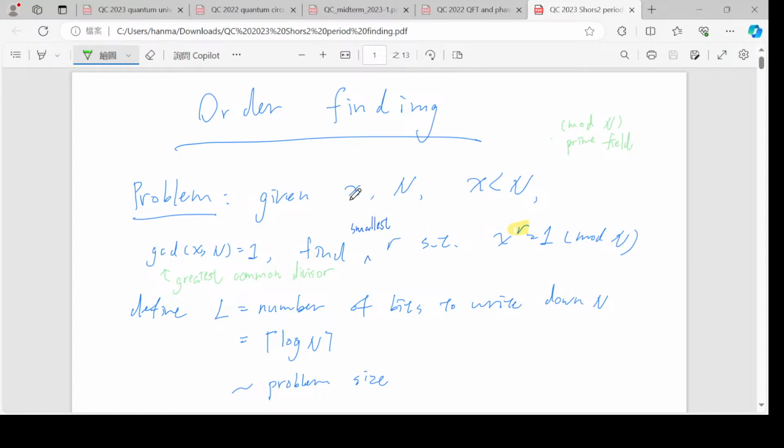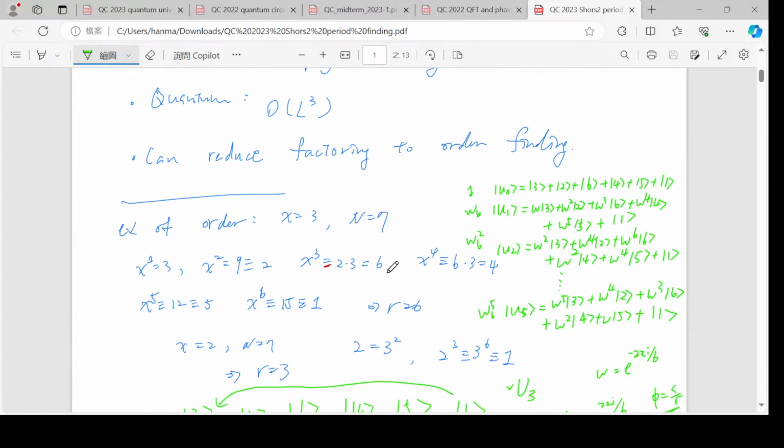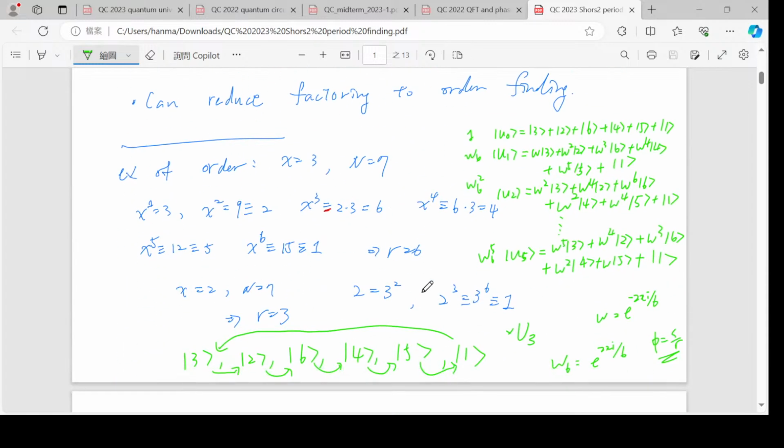If you get an arbitrary x that's coprime to your big N, then you want to find the period of x with respect to N. That is, you keep multiplying x by itself and see when it goes back to 1 mod N. So you want to find the smallest r such that x^r equals 1 mod N. Here we have the example: N equal to 7 and x equal to 3, and we see the period is 6, because when you have x to the 6, this is equivalent to 1 mod N.